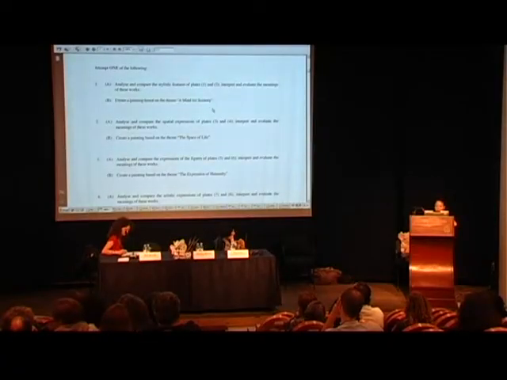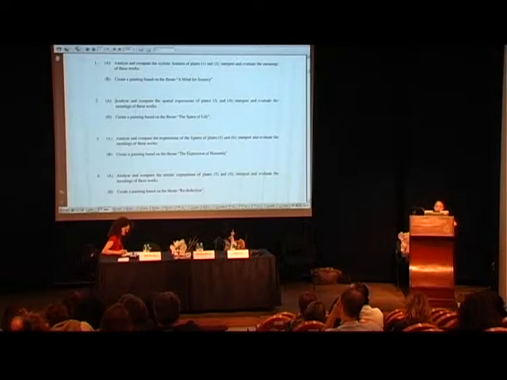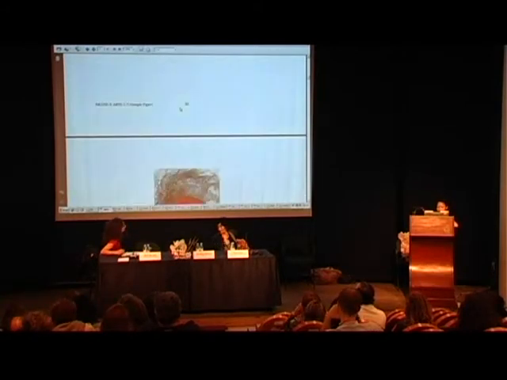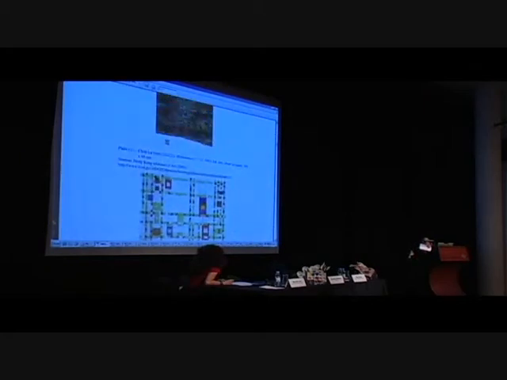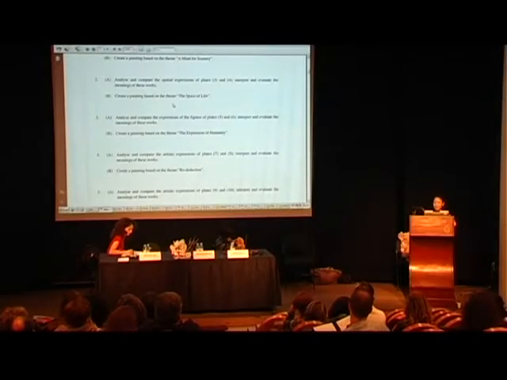For example, if the student chooses another, they analyze and compare the spatial expression of place 3 and 4. This is 3 and 4, spatial. Okay? And then they need to interpret and evaluate the meanings of this word, and create a painting based on this theme, the space of life. Okay?